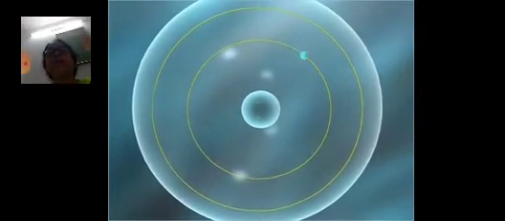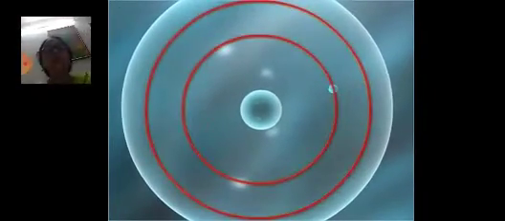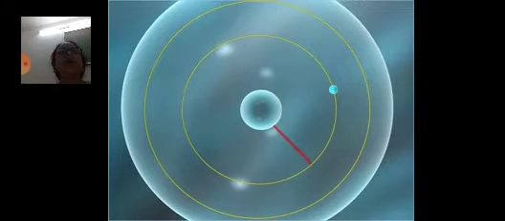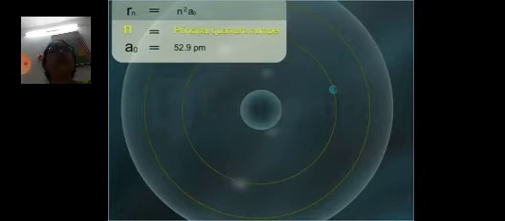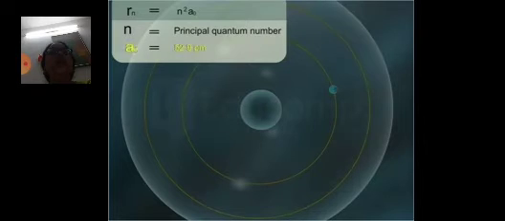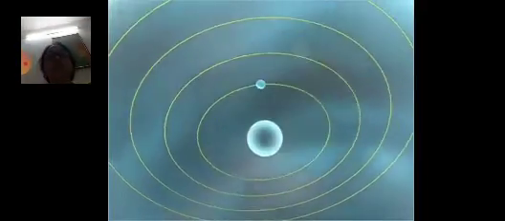According to Bohr's theory for hydrogen atom, the stationary states for electron are numbered n equals 1, 2, 3. These integral numbers are also known as principal quantum number. The radius is formulated as rn equals n square a0, where n equals principal quantum number and a0 equals 52.9 picometer.